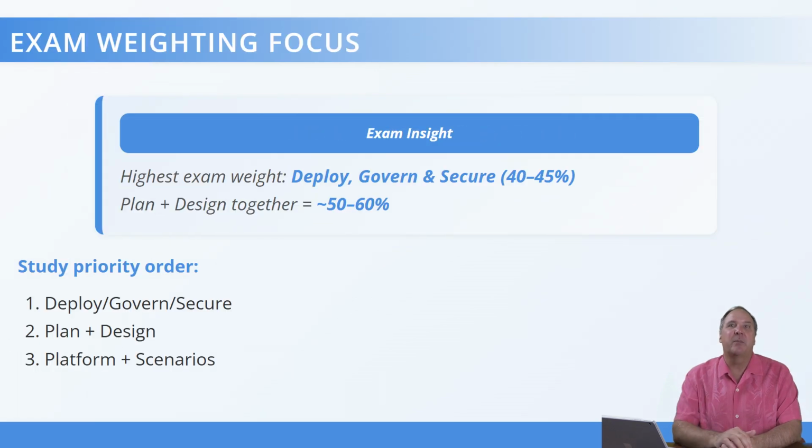This slide gives you the priority order with one glance. Start with deploy, govern, and secure, and then move to plan and design. Finally, round out your prep with platform fundamentals and scenario practice. That order mirrors how the exam is actually scored.